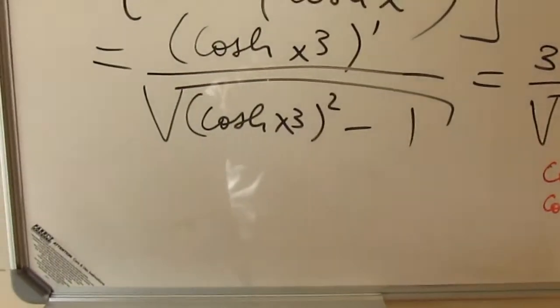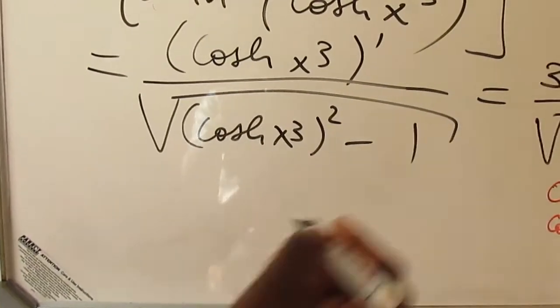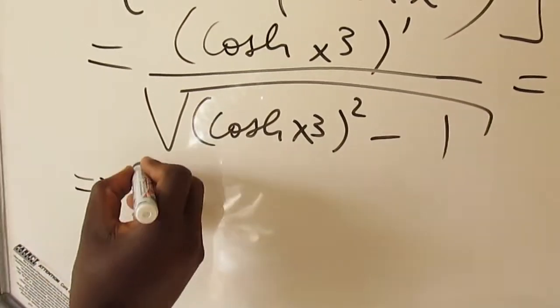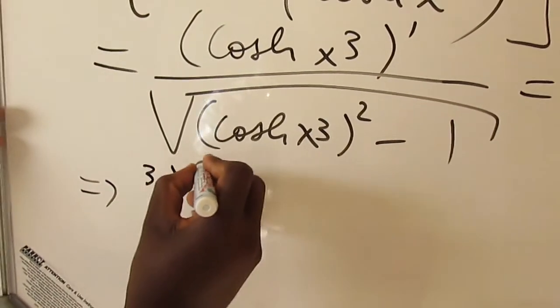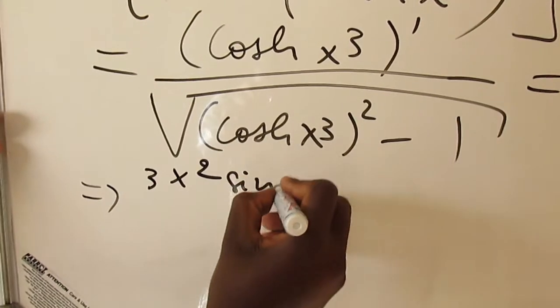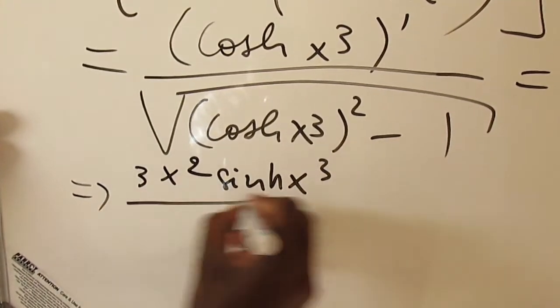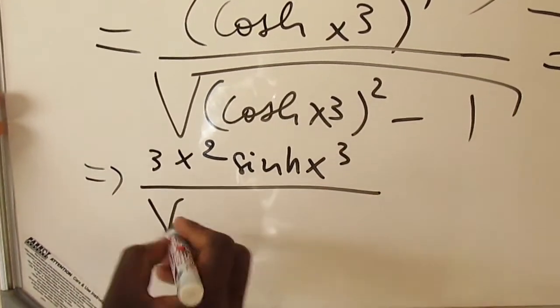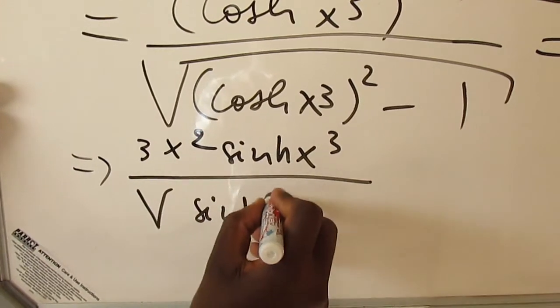So now we take back again the 3x squared sinh of x cubed over, and this is going to give you sinh squared of what?